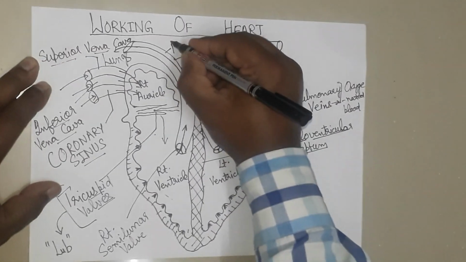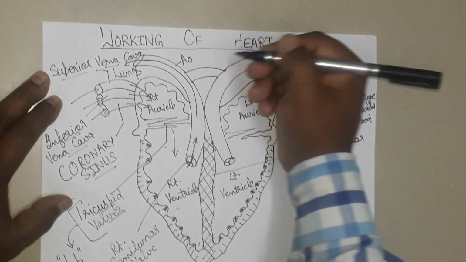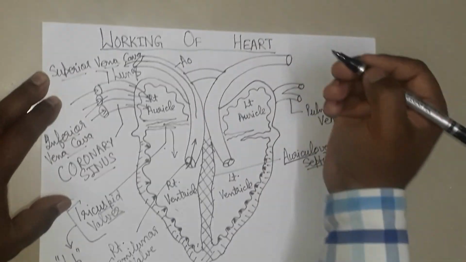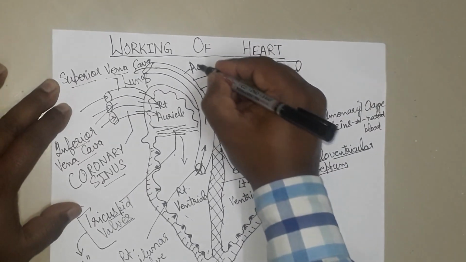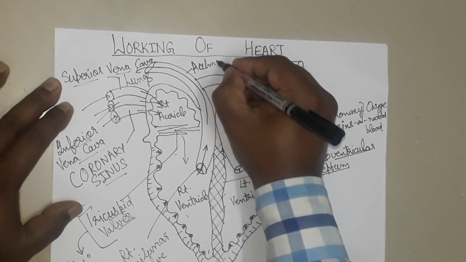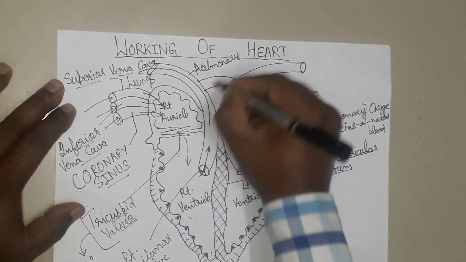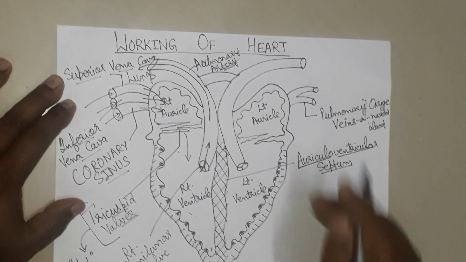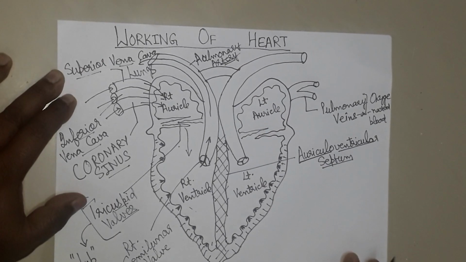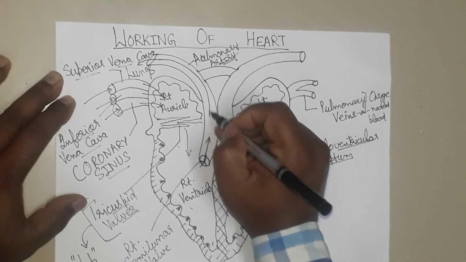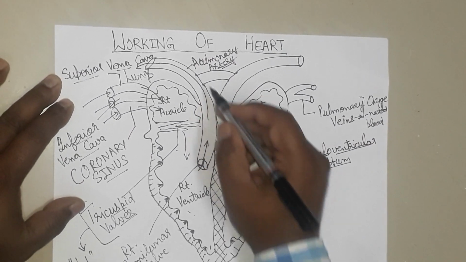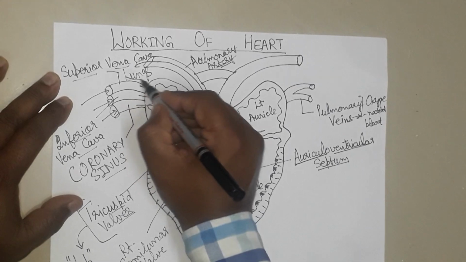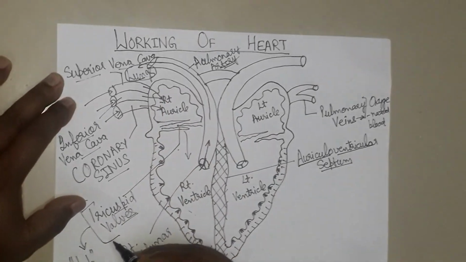This is known as aorta. Sorry, not aorta, it is known as pulmonary artery. Again it is an exception, as arteries carry oxygenated blood, but this pulmonary artery carries deoxygenated blood to the lungs for purification.